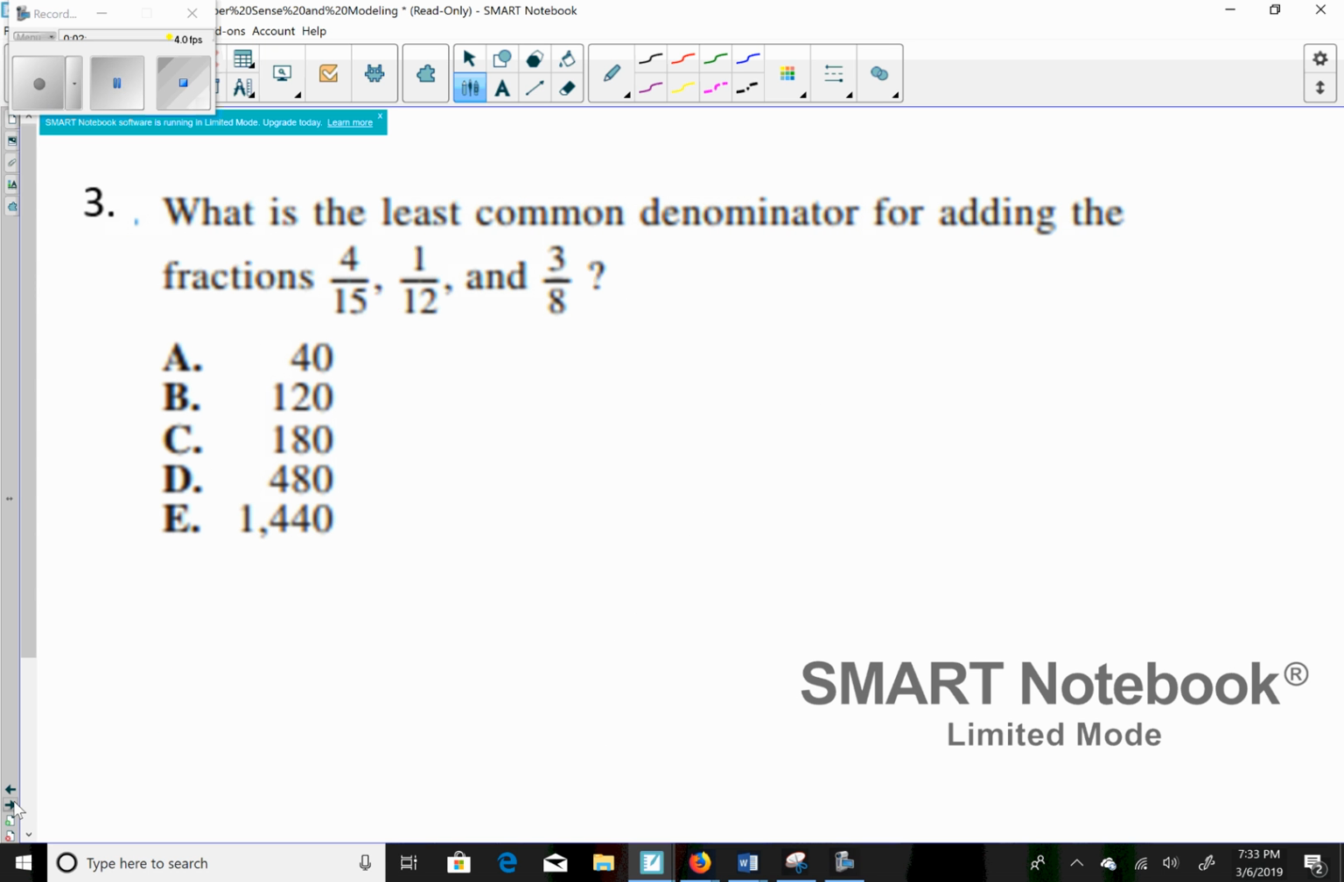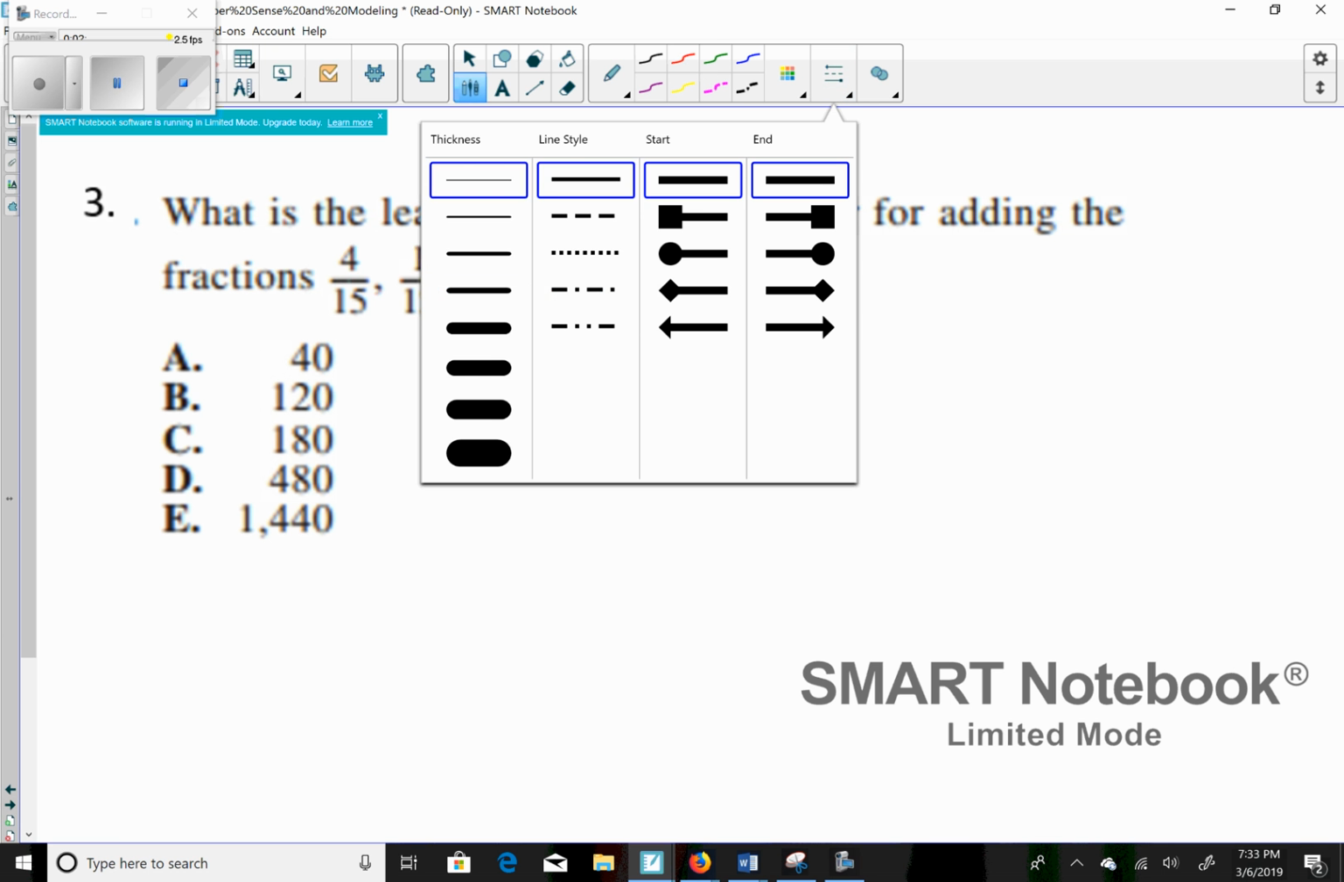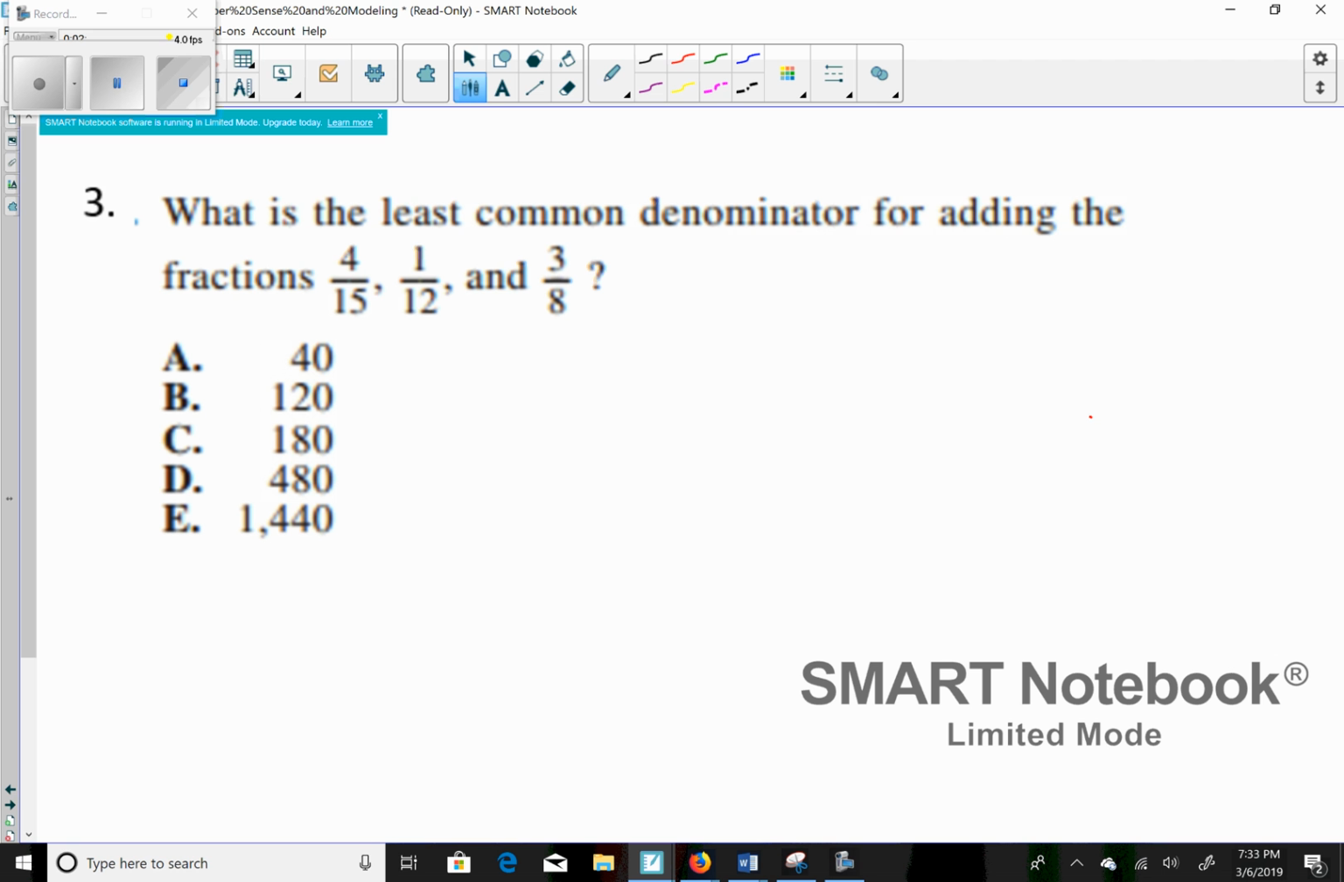Number 3, it says, what is the least common denominator? If I were going to add these, what would my least common denominator be? So I would just factor. I would factor 15 as 5 times 3. I would factor 12 as 2 times 2 times 3. And I would factor 8 as 2 times 2 times 2.